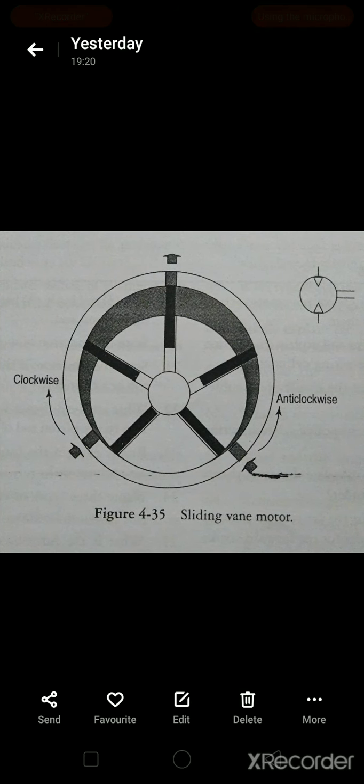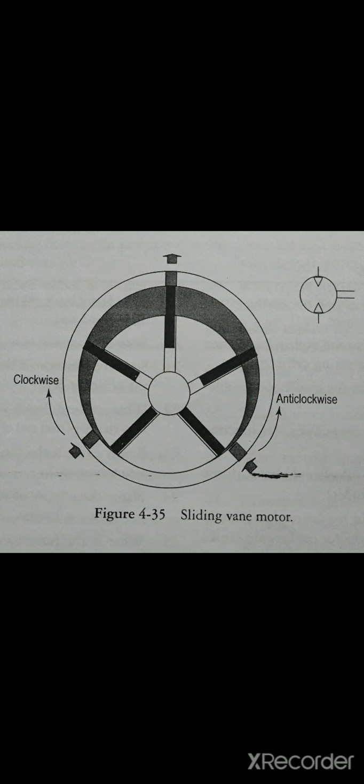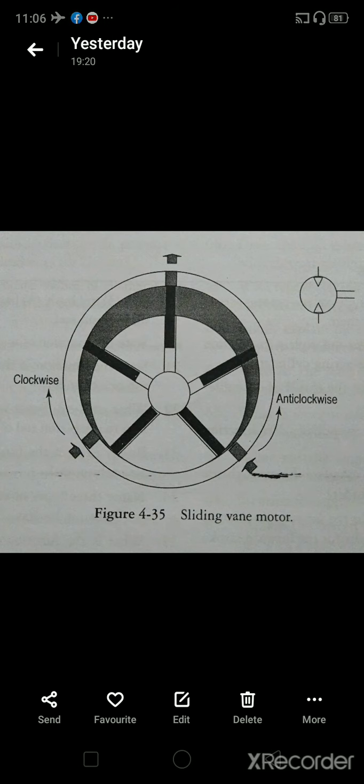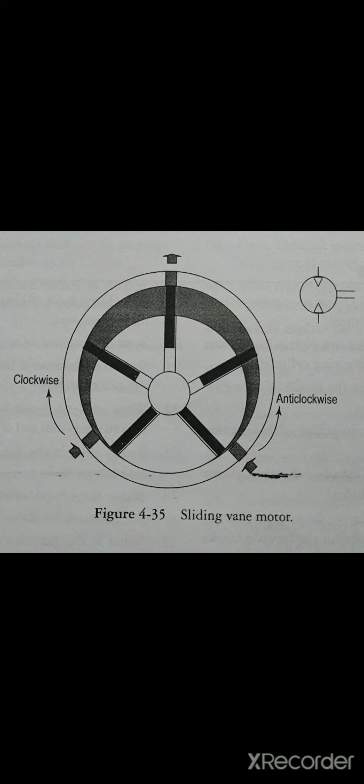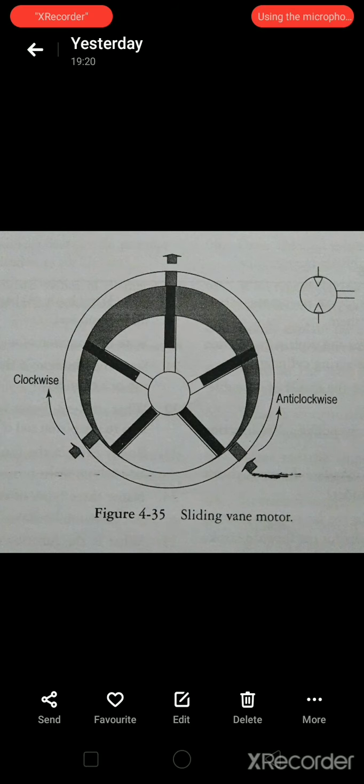Now this is a sliding vane motor. You can say it is an air motor also. So an air motor converts the potential energy of the compressed air into rotary mechanical energy. They are designed to provide continuous rotation. Piston type, vane type and gear designs are generally used for air motors. The speed range and the required torque are the major aspects to be considered while selecting air motors.